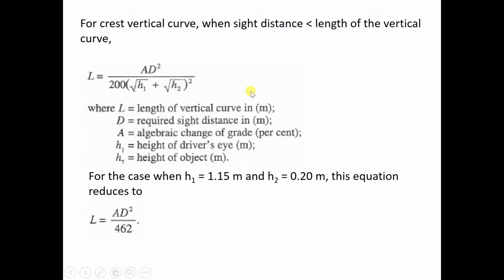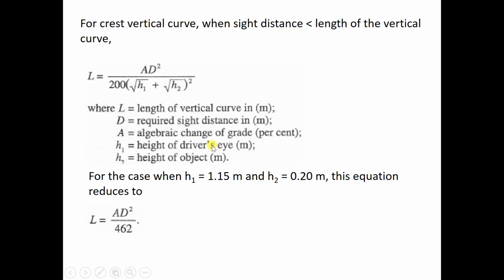For the crest vertical curve, when the stopping sight distance is less than the length of the vertical curve, the first case, we have this formula: L equals A D squared divided by 200 times the square root of H1 plus the square root of H2, the whole thing squared. H1 is the height of the driver's eyes. H2 is the height of the object. From the table we saw, H2 could be 0, 0.2, or 1.15.